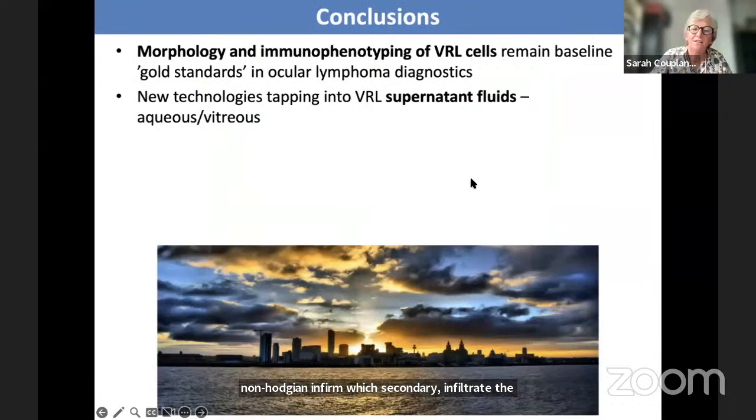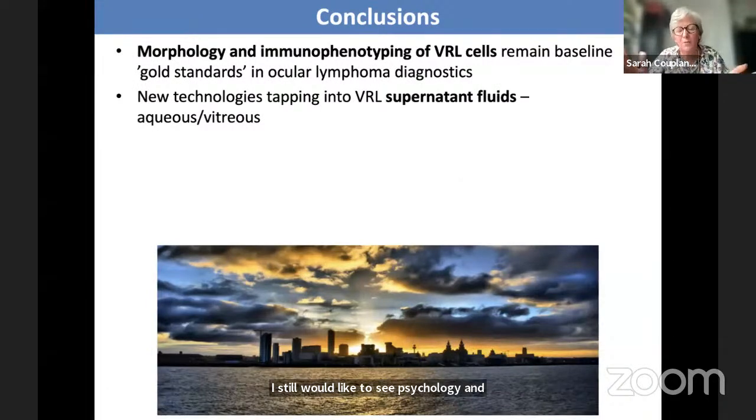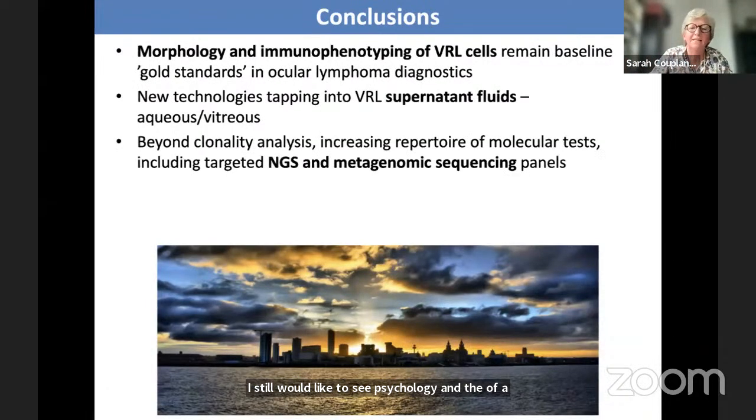So just to summarize, I'm perhaps a pretty conventional pathologist. I still would like to see cytology of a specimen before making a diagnosis and combining that with any of the molecular techniques.